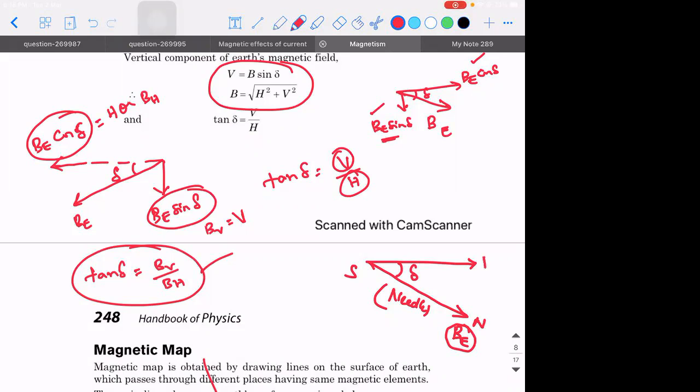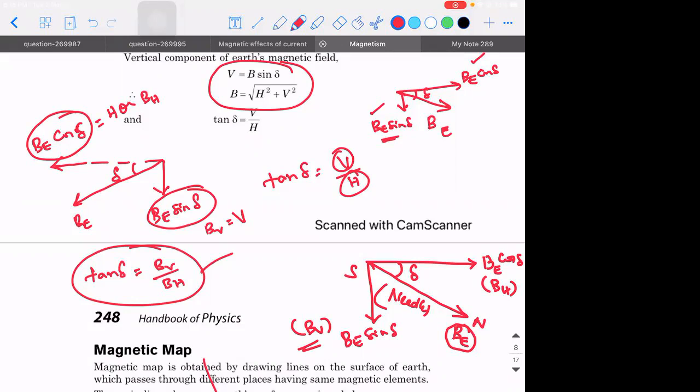So the Earth's magnetic field at a particular location can be resolved into two components, that is BE cos delta and BE sin delta. Correct? This BE cos delta is what we call the horizontal component of the Earth's magnetic field, and BE sin delta is what we call the vertical component of the Earth's magnetic field. So this is the theory part.